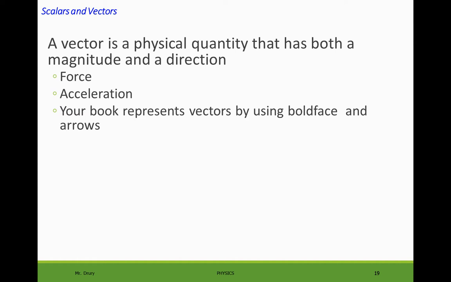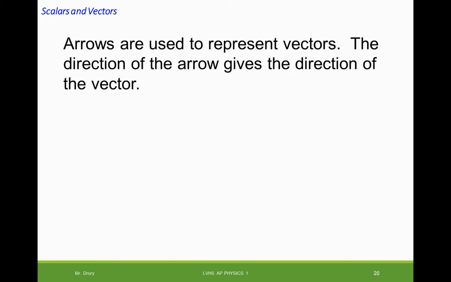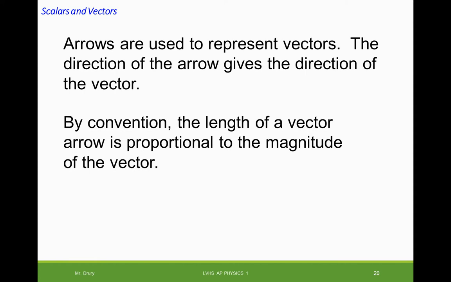Your book represents vectors by using boldface and arrows. That's usually the standard convention in textbooks. Arrows are used to represent vectors. The direction of the arrow gives you the direction of the vector. It's kind of obvious. By convention, the length of the vector is also proportional to the magnitude of the vector. For example, a 4-pound vector is represented by this line or arrow. But if you had 8 pounds, double the amount, it would be the same direction but twice as long.